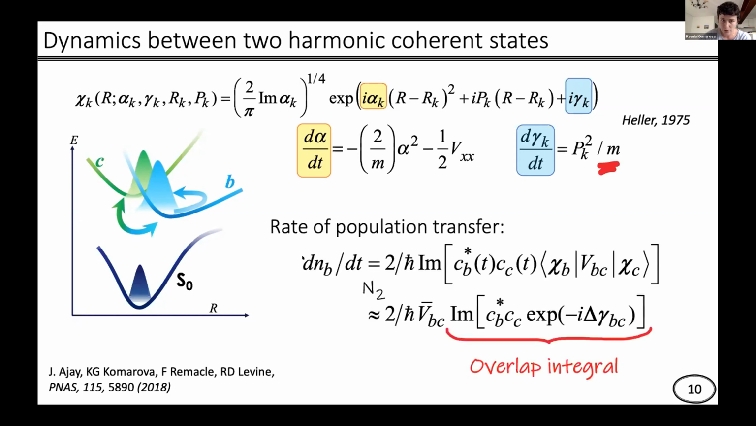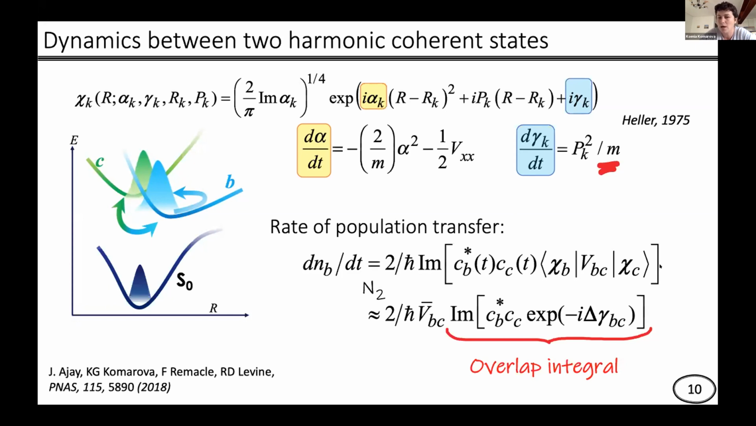So let's first write the actual expression for the rate of population transfer. It is this coupling integral between the wave packets. So chi b is a Gaussian on the valence electronic state, chi c is a wave packet on the Rydberg electronic state, and vbc is the diabatic coupling. It depends on the distance in principle, so it is inside the integral. And these are two coefficients assigned to each electronic state.